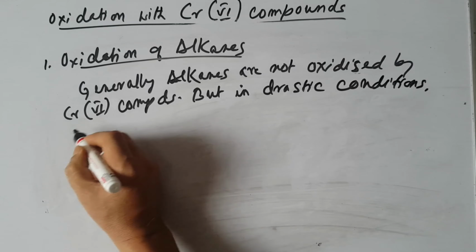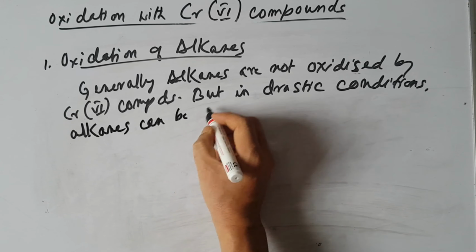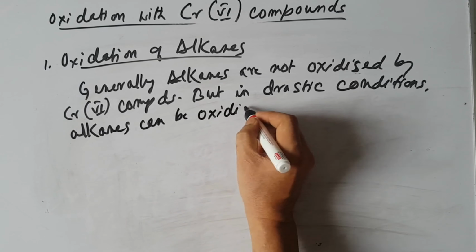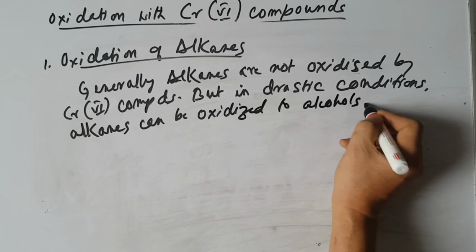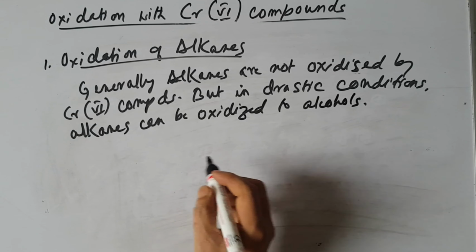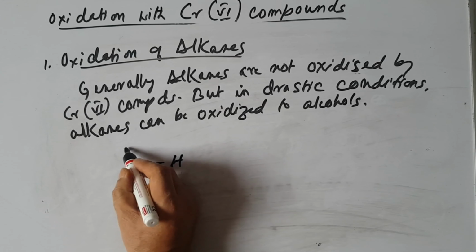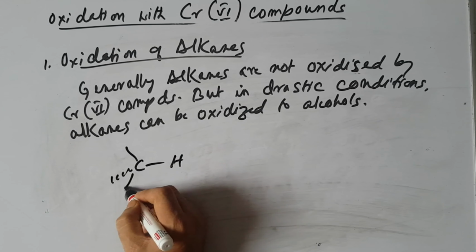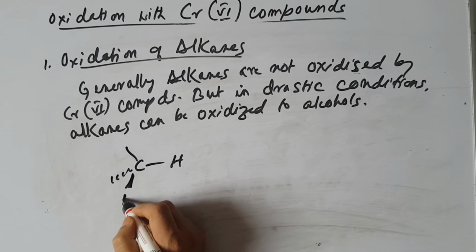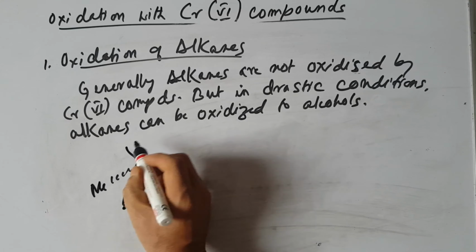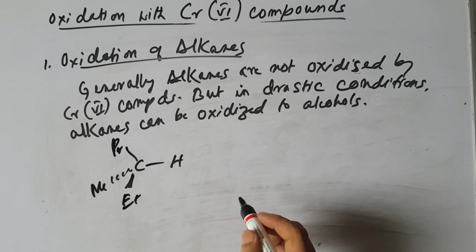alkanes can be oxidized to alcohols. One example I'm giving is this one. This is an alkane, a substituted alkane. Here we have methyl, let's say ethyl here, methyl here, and propyl here. So this is a chiral compound.